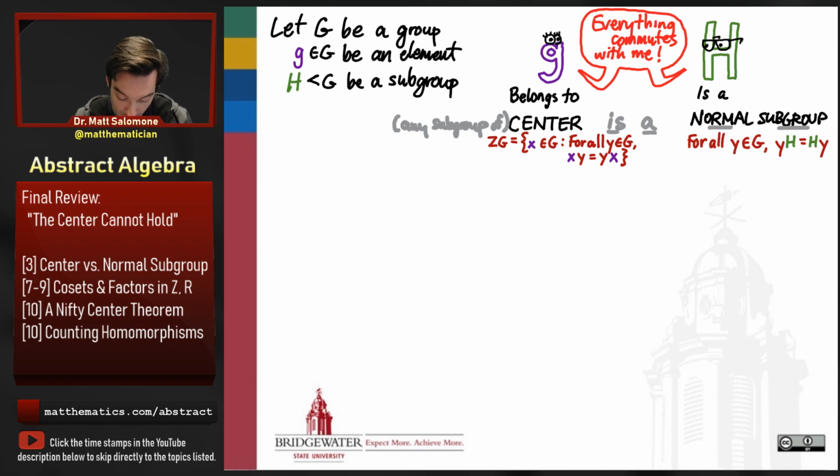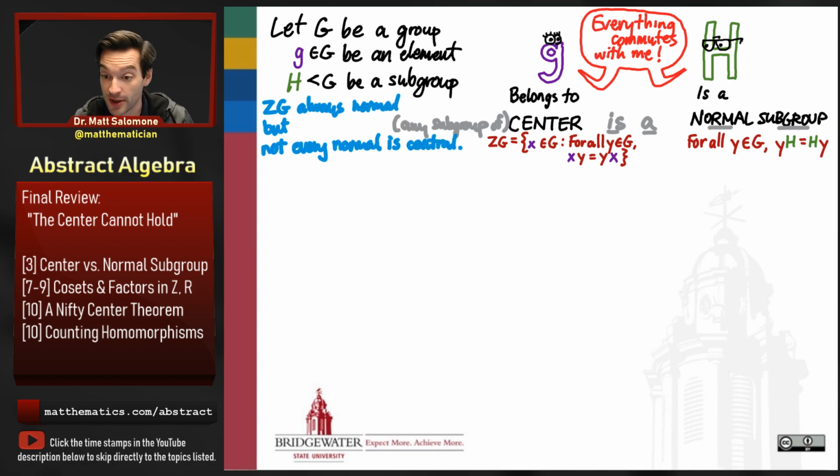Unfortunately, it doesn't go the other way. So the center of a group is always normal. But not every normal subgroup is a subgroup of the center. So central implies normal, but normal does not necessarily imply central. So what I want to do is look at an example that will, I hope, help to cement the difference between these definitions.